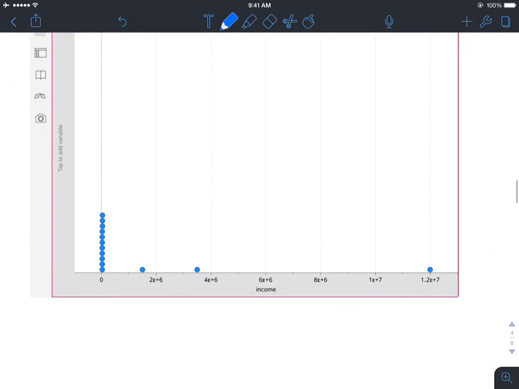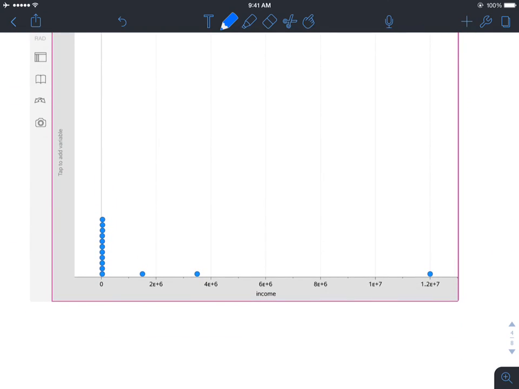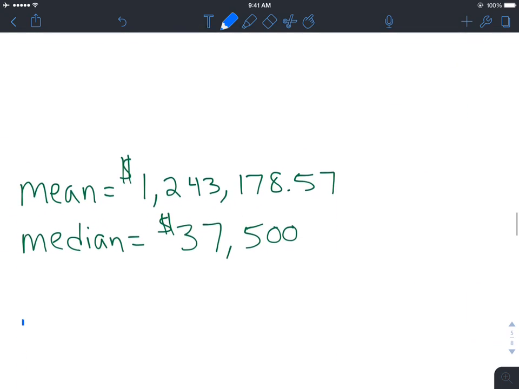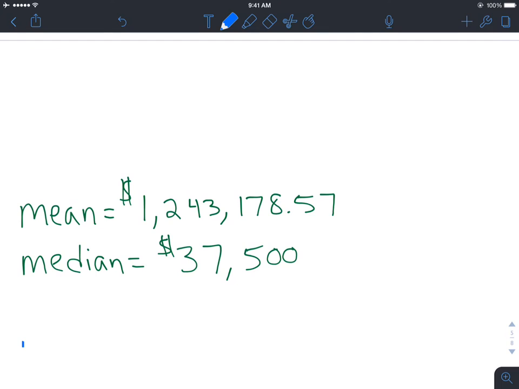And if we take a look at the plot of this, notice that my computer wouldn't even show the data. We got 12 million here, 3.5 and 1.5, and the rest of the people are in the thousands. So if you're a news reporter now, what number are you sending out? Are you telling everyone the average income is about 1.2 million? Are you telling them the median income is $37,500?